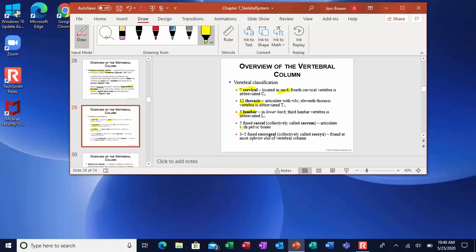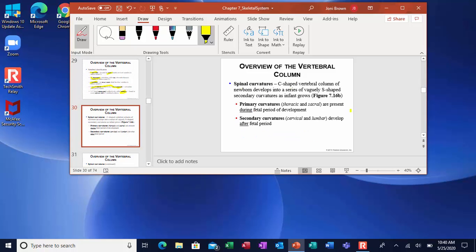And then you've got 5 that are fused. They're sacral vertebra, and collectively we call them the sacrum. And this is what articulates with your pelvic bone. As I said, it's part of your pelvis. And then you've got these fused coccygeal bones that we call the coccyx, and they can be anywhere from 3 to 5, and that is your tailbone that we're talking about.